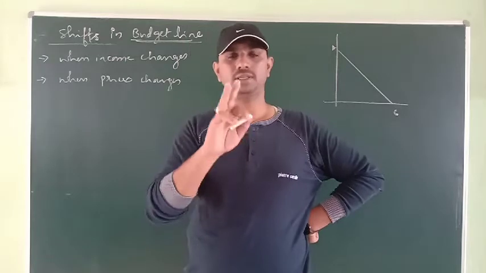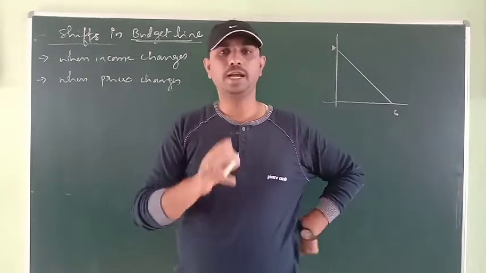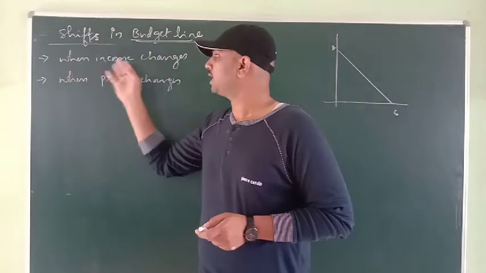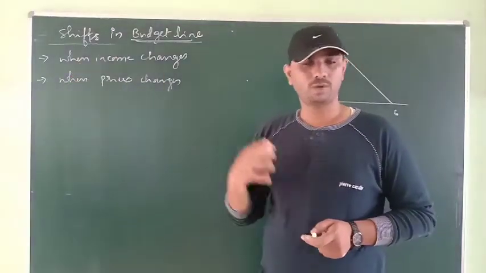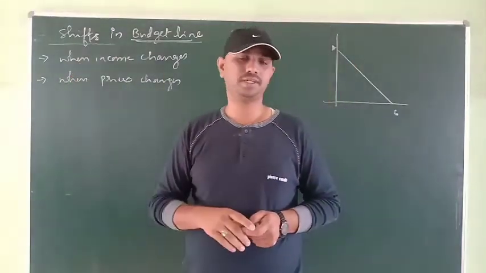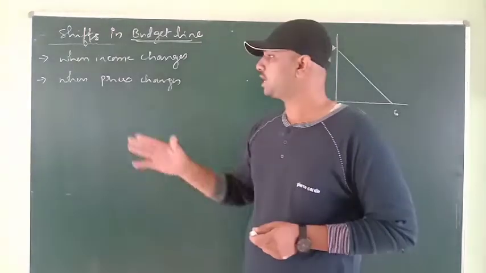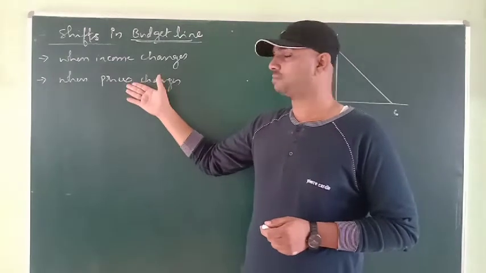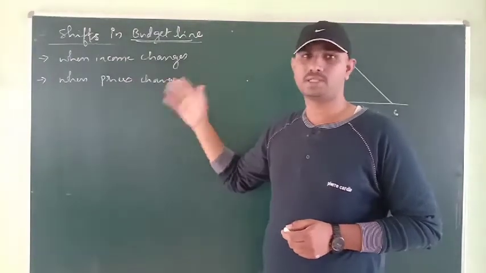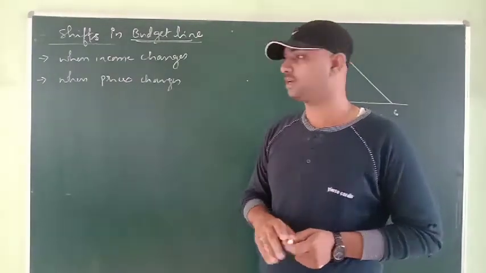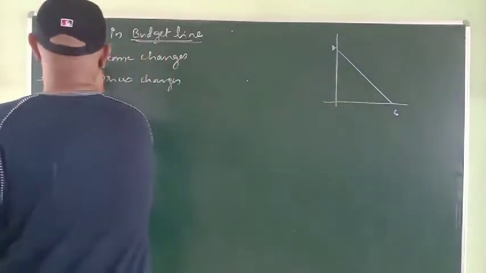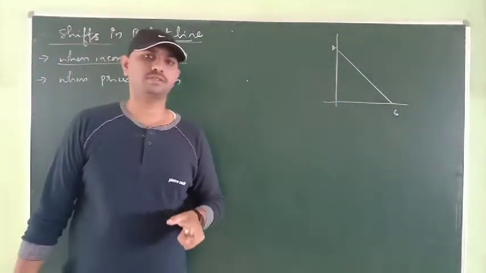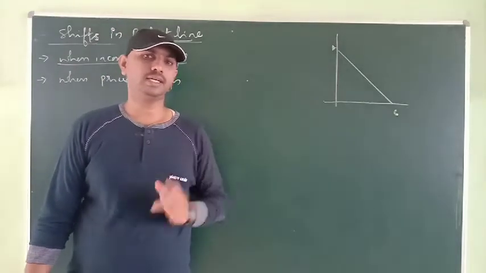Means then the shifts in the budget line can be observed in two types of changes. So coming to that, when the income of a consumer changes, then we can expect some changes in the budget line. At the same time, if the price of a commodity changes, then we can expect some changes in the budget line. Now coming to the first one, when the income of a consumer changes. Here the word changes stands for either upward or downward.